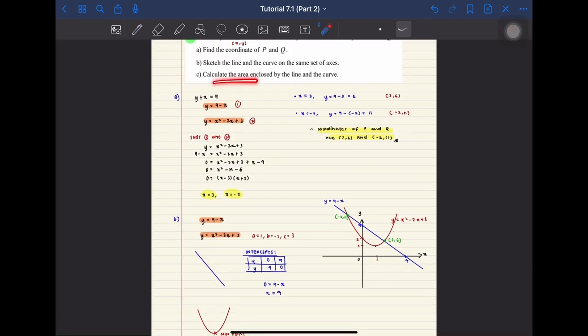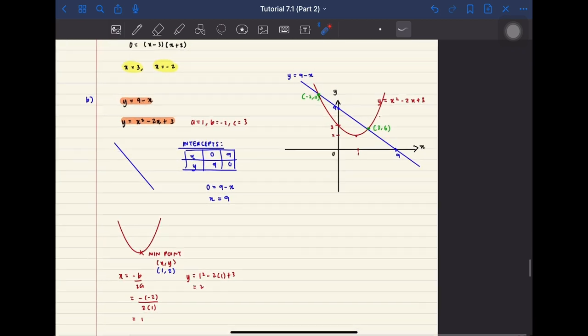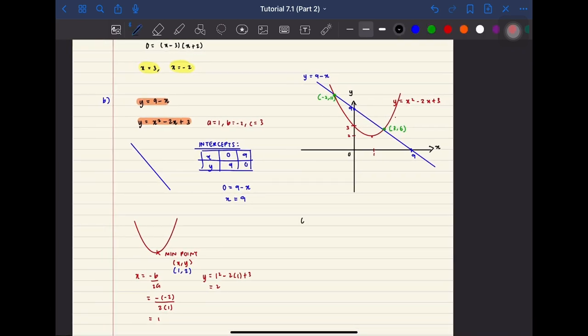Okay, last part. C, dia kata calculate the area enclosed by the line and the curve. So part C, dia suruh kita cari area. Area enclosed by the curve. So kawasan yang tertutup oleh kedua-dua curve tu. Okay, so this is the first curve, straight, and the second curve is here. Okay, so kawasan ni saya rasa awak nampak dah mana. This is the area. Kawasan yang tertutup oleh kedua-dua curve tu.